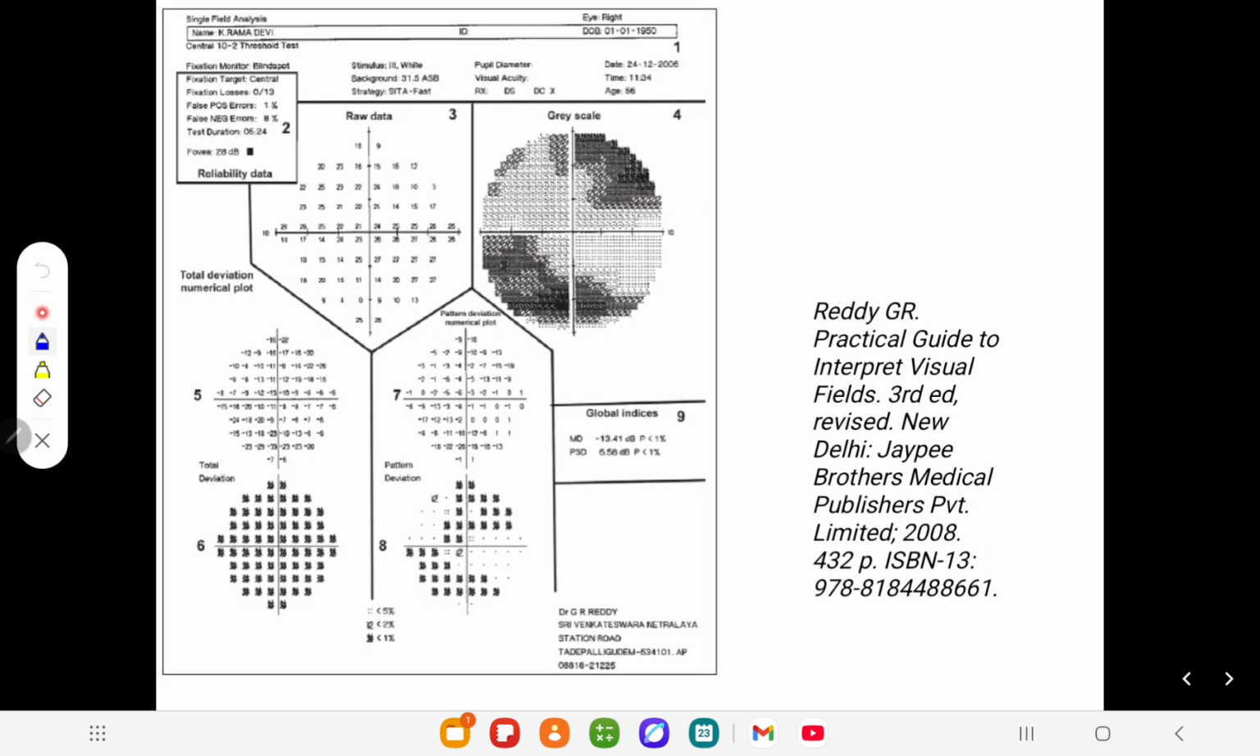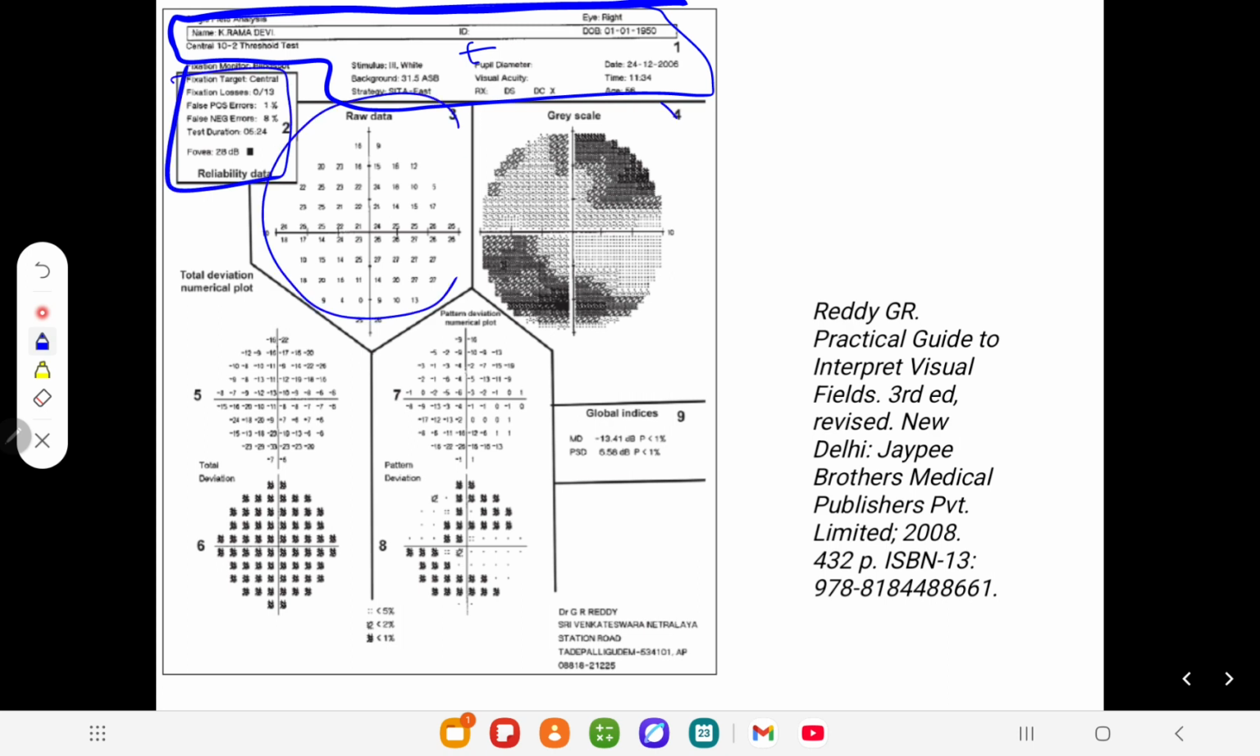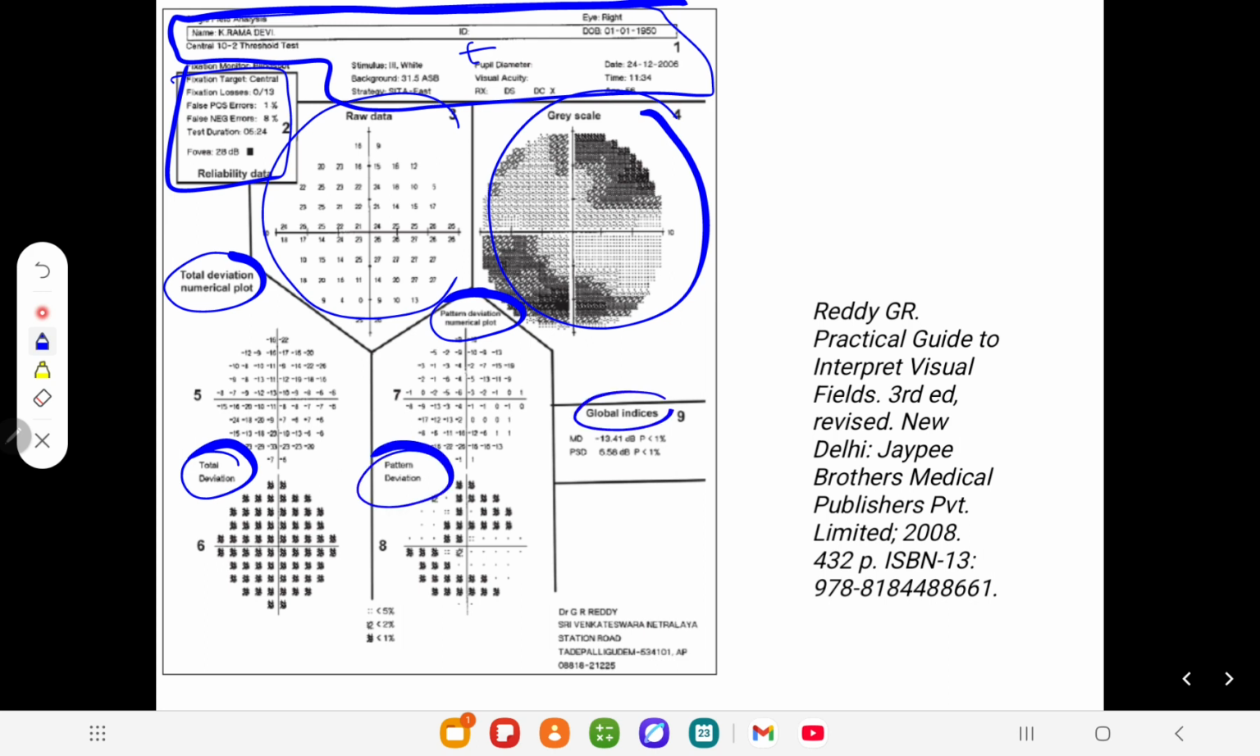So even you can see this, this is normative data, normal personal data plus test data, reliability index, raw data, grayscale, total deviation numeric plot, pattern deviation numeric plot, total deviation probability plot, pattern deviation probability plot, global indices. And here, where is that glaucoma hemifield test? I think it's left out. Glaucoma hemifield test should be there. I don't think it is there. Okay, fine.